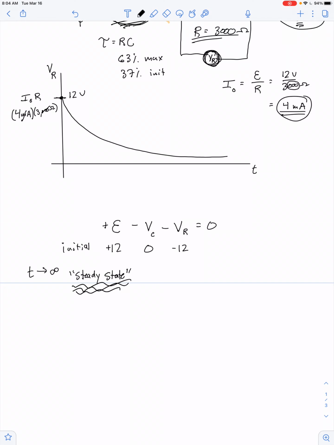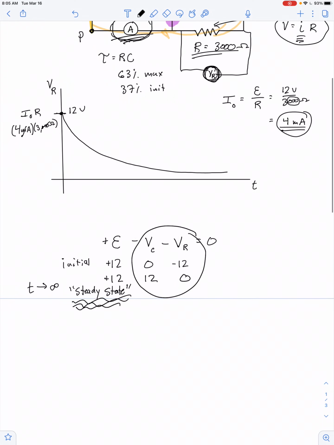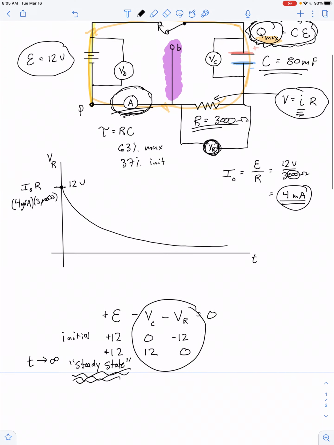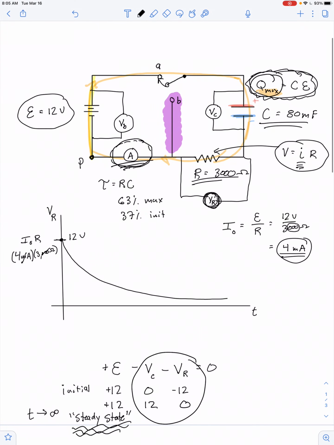Well, in the steady state, the voltage across the battery is still 12, and then all of the voltage is across the capacitor, and there's no longer any voltage across the resistor. So the roles of voltage across the capacitor and resistor are reciprocating as time goes by.